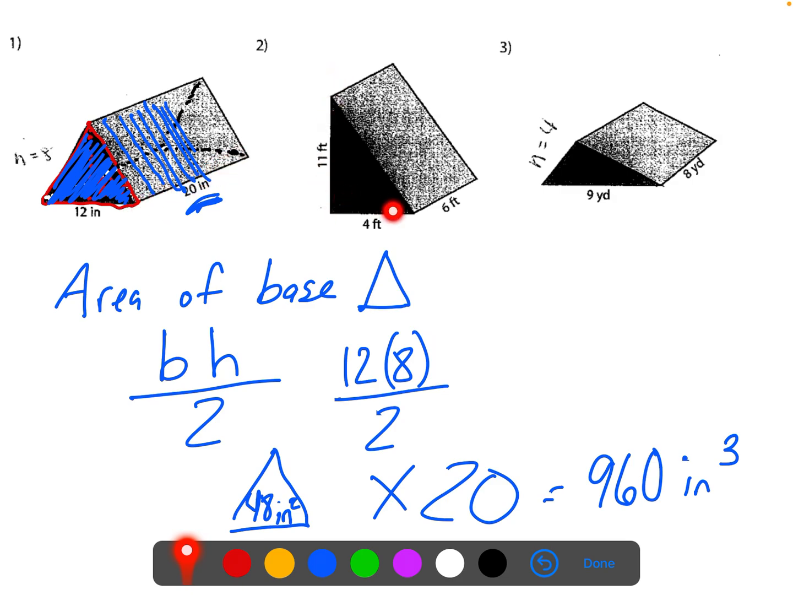So in this next one here, you'll find the area of this base triangle, which is those 2 dimensions, and then we're going to have 6 slices of that. So we're going to multiply our area by 6. I hope that makes sense.